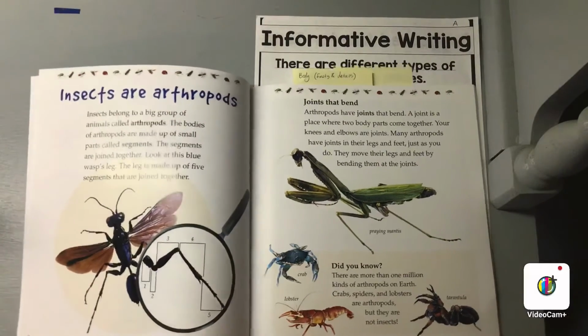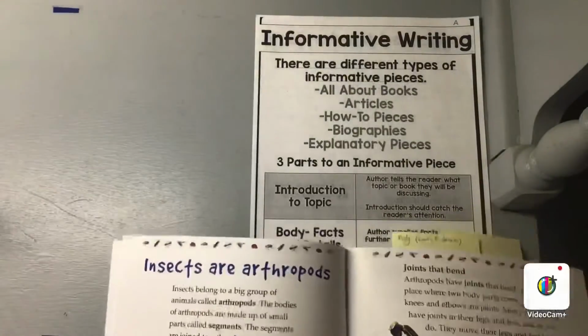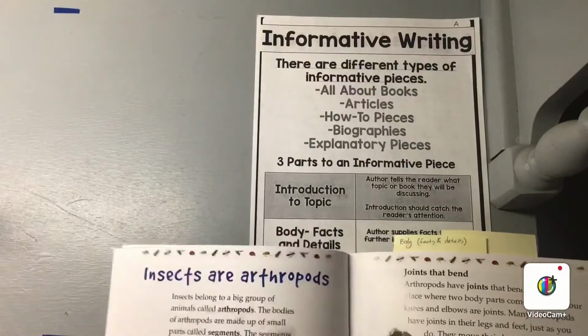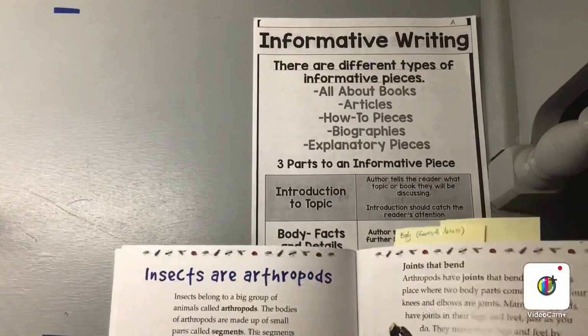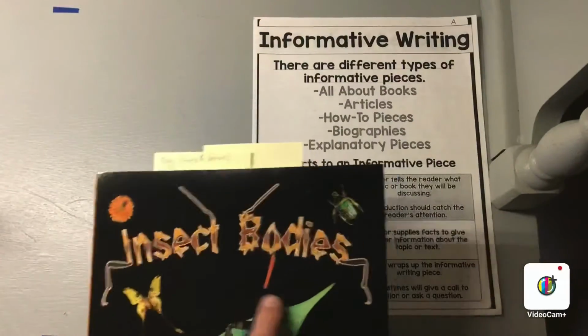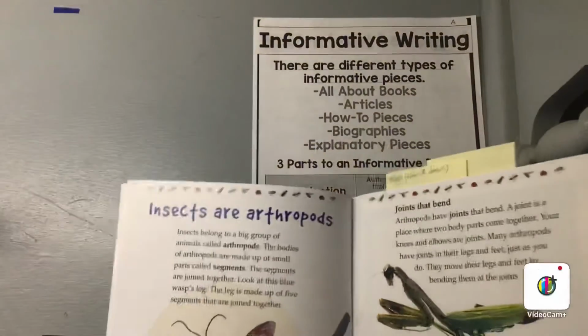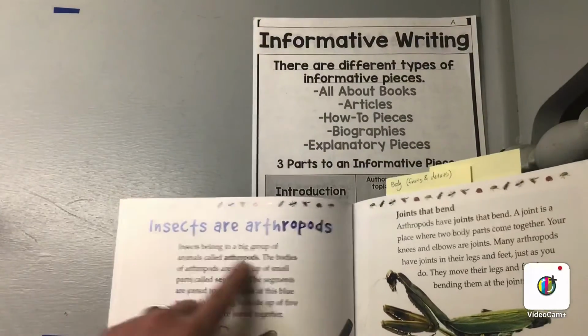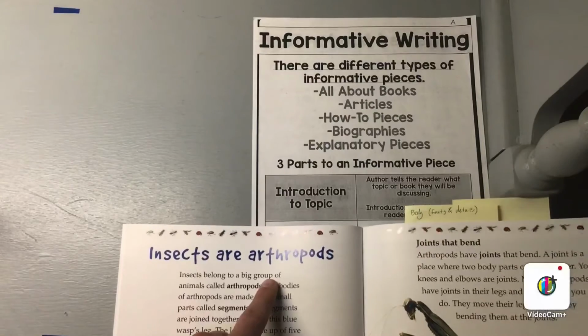So if we look at this page here that I just read, it introduces us to our topic. So our topic is going to be insects. We can tell by the title of the story called Insect Bodies. It introduces us to insects. It tells us about them. They're called arthropods.